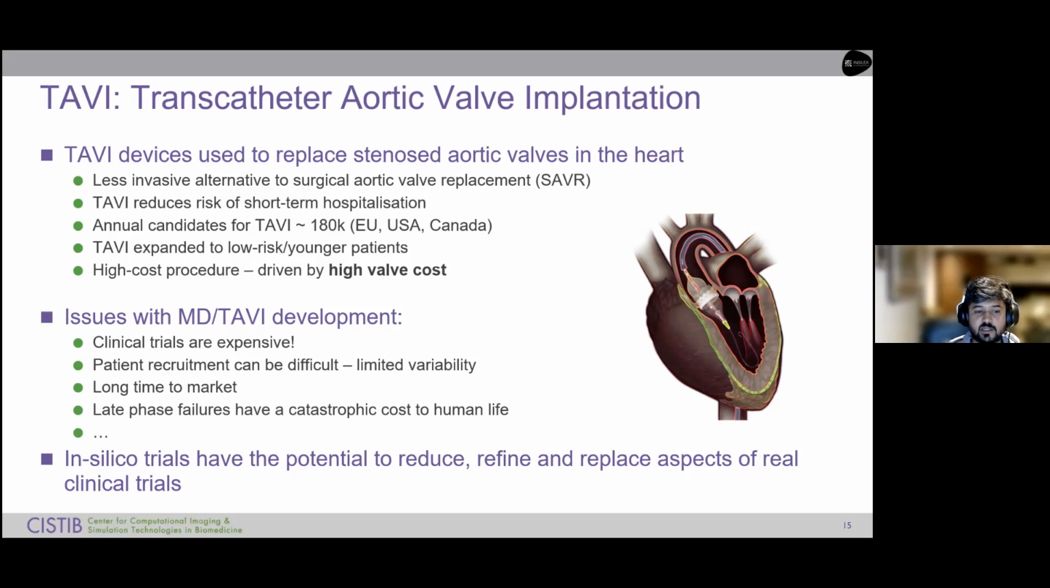And this is where in silico trials come in. They provide this tremendous potential to reduce the number of patients that might need to be recruited and the number of phases of clinical trials that might need to be conducted, to refine the types of hypotheses that are being tested in these clinical trials, and to refine the overall process of analyzing or assessing the efficacy of these devices, and ultimately to replace the need for certain aspects of clinical trials that are currently part of the standard operating procedure to get devices to the market.